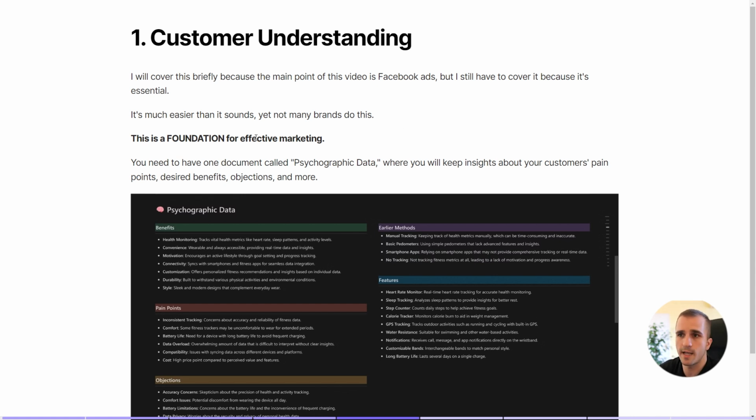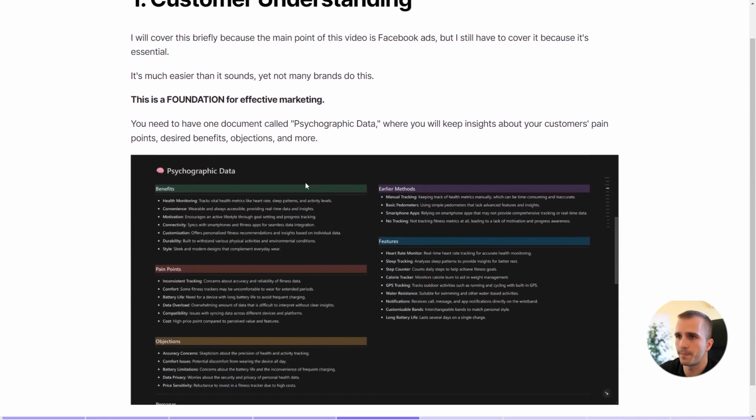You need to really understand your customers before crafting any message that will help you sell to them, right? So you need to have one document that's called psychographic data, where you will keep all your insights about your customer's pain points, desired benefits, objections, and more. So this is one example of the psychographic data.